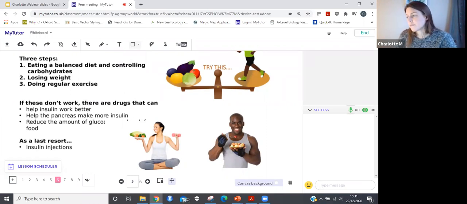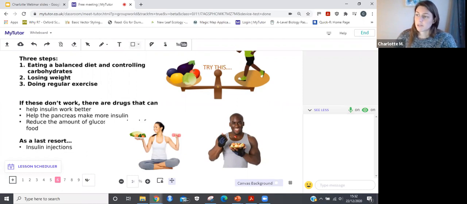Nadia's given her perspective in the chat as well. You have to inject yourself with insulin and it has to be measured by how many carbs you eat. Yes, exactly. So you have to know what you're going to eat and then you can inject as much insulin as you need. You don't have to do it with every meal, only the ones where you have carbs, especially in the evening. It's interesting. And there's no permanent cure.